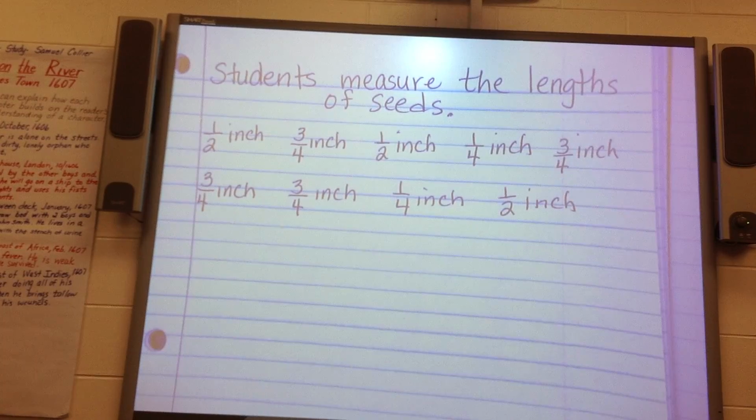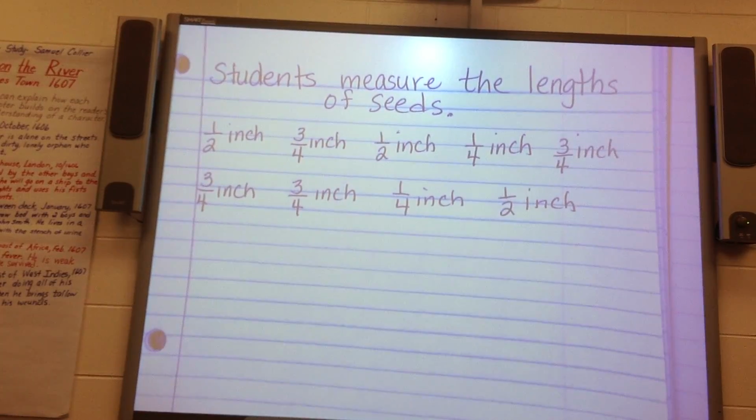Okay, so we're going to show a lesson today that meets the standard asking us to make a line plot to display a set of measurements of fractional units and then to use operations on those fractions, in our case multiplication and then later division, in order to show the average size or amount of whatever we're working with in a word problem. So with today's problem, we have students measuring the lengths of seeds.